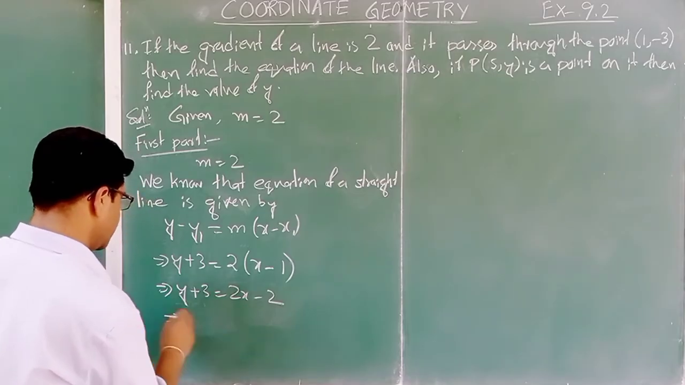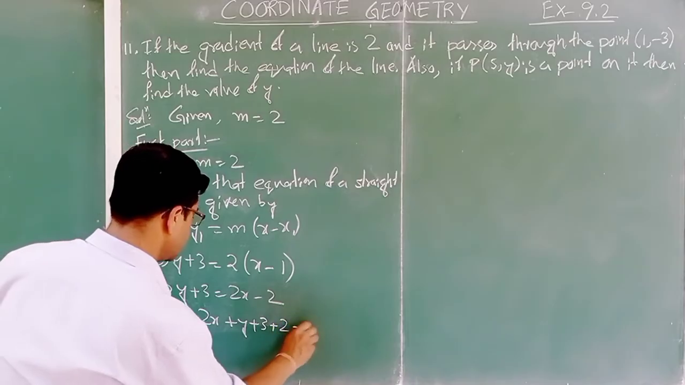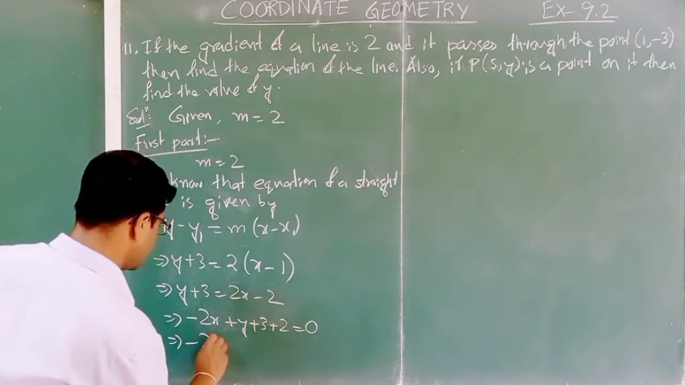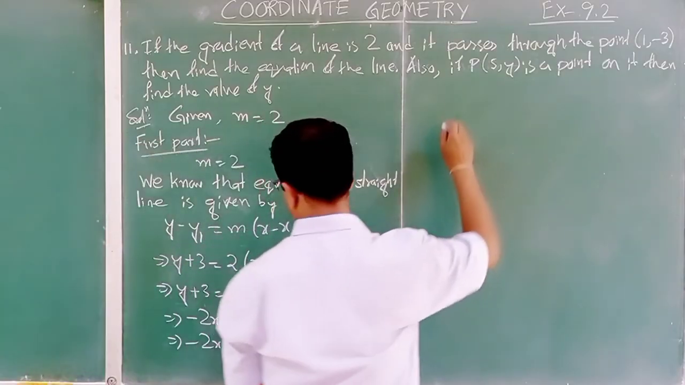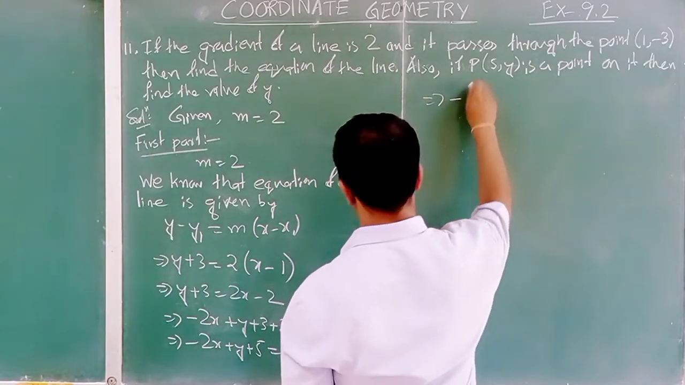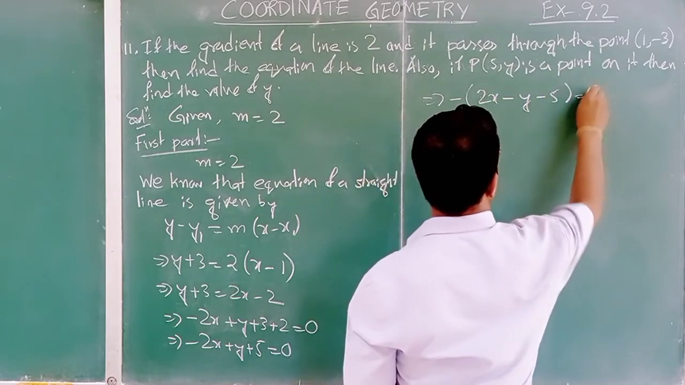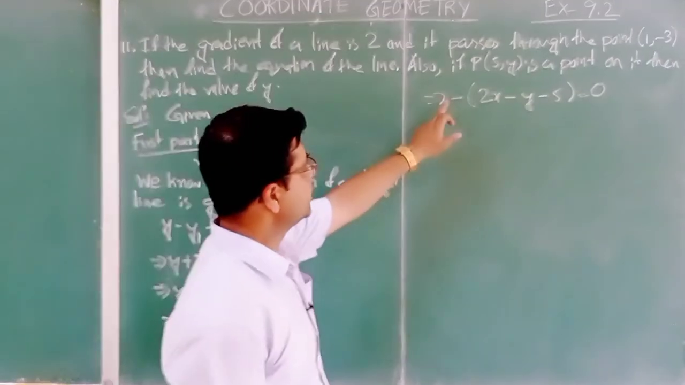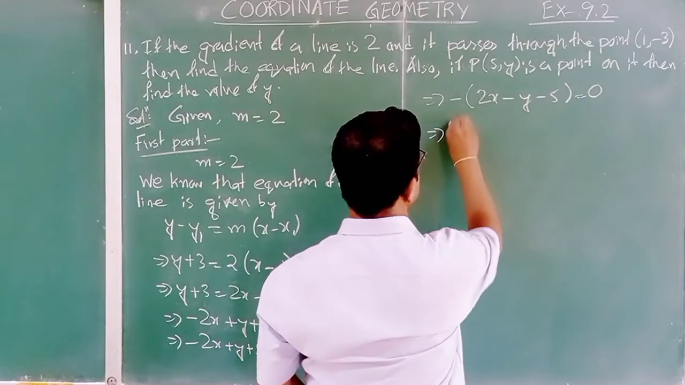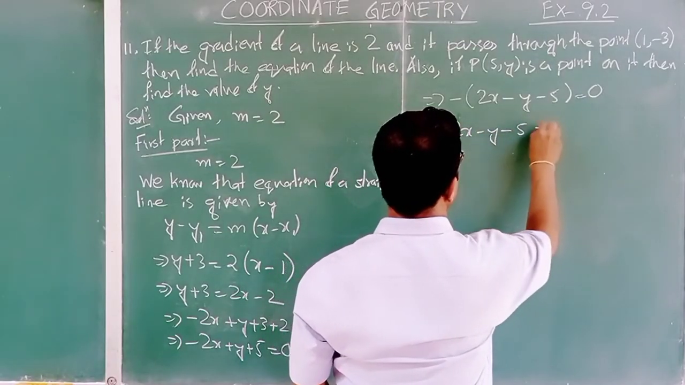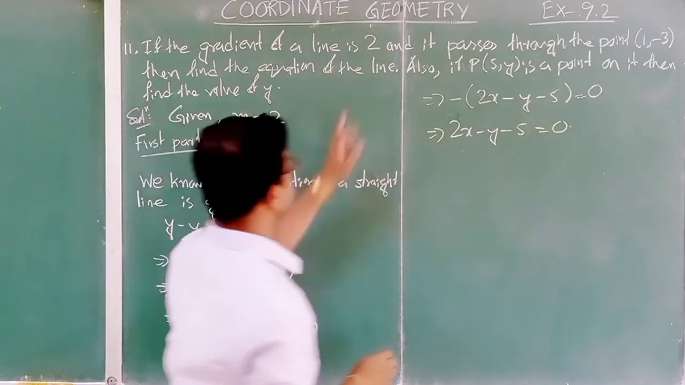So let us bring everything to this side: minus twice x plus y plus 3 plus 2 is equal to 0. Minus twice x plus y plus 5 is equal to 0. Let us take minus 1 common: minus (twice x minus y minus 5) is equal to 0. We have to remove this minus sign, so we multiply both sides by minus 1. So twice x minus y minus 5 is equal to 0. This is the required equation of the straight line. Okay, the first part is done.